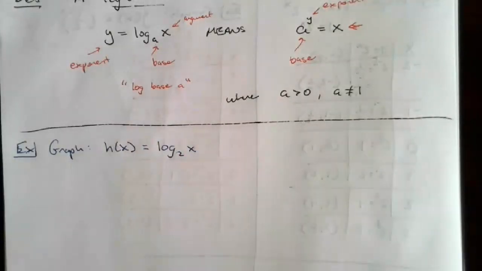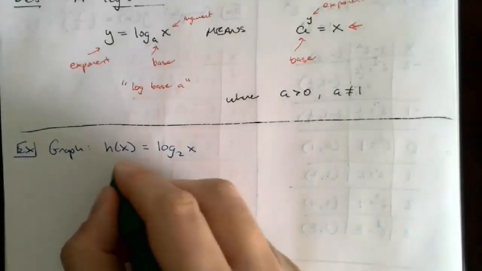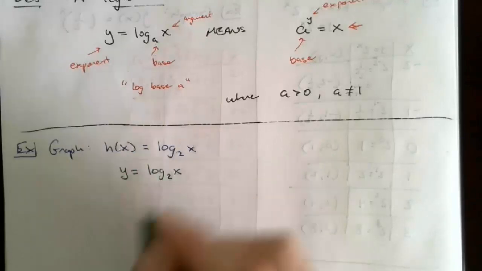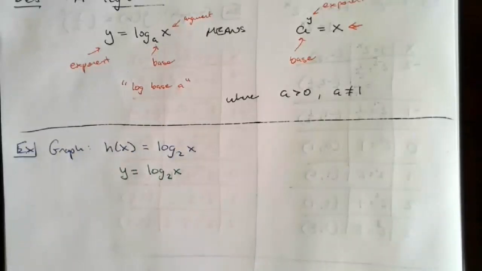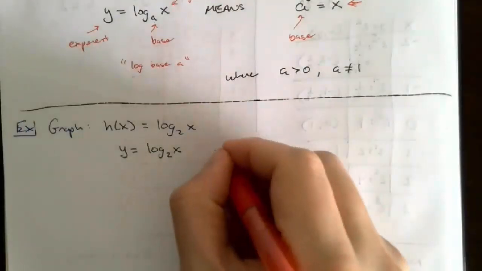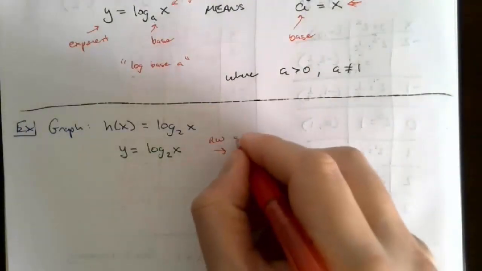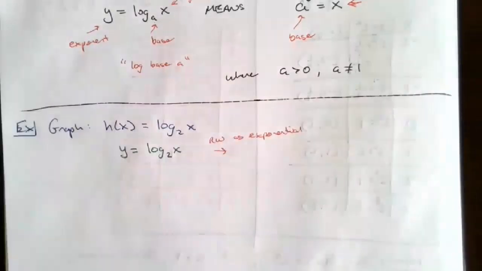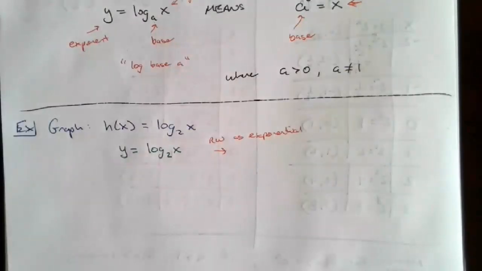First thing you should notice is that when I say h of x equals log base 2 of x, h of x, remember, is interchangeable with y equals log base 2 of x. And before I graph this, what I really want to do is change this to an exponential. So I'm going to rewrite this. RW here means rewrite as an exponential.